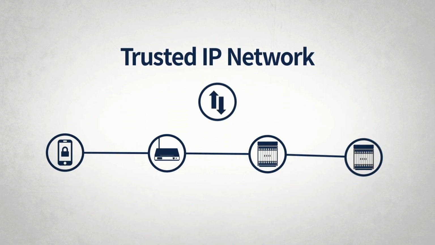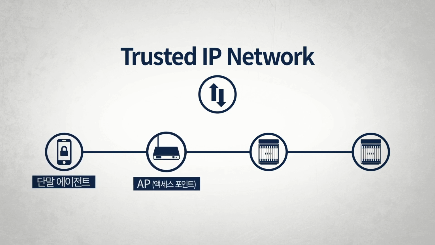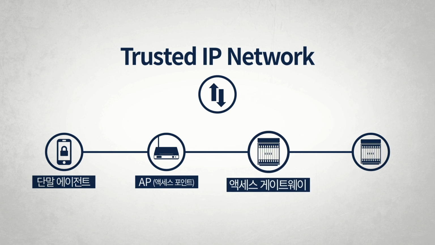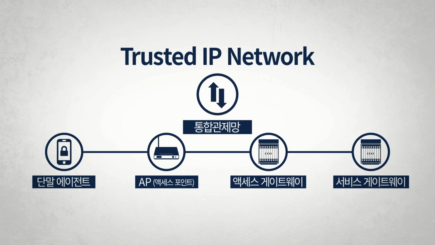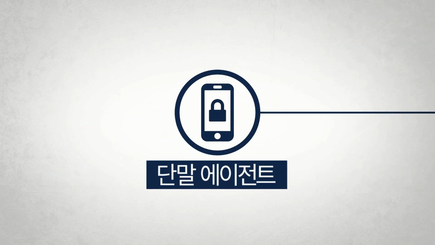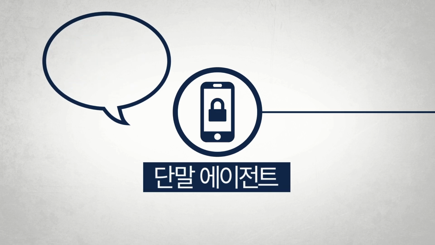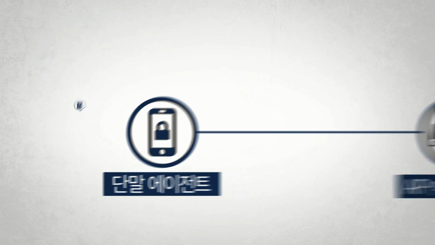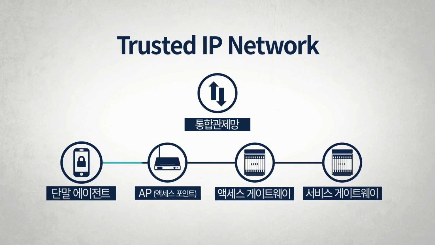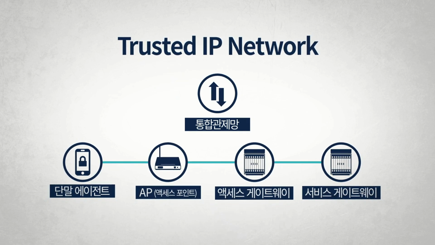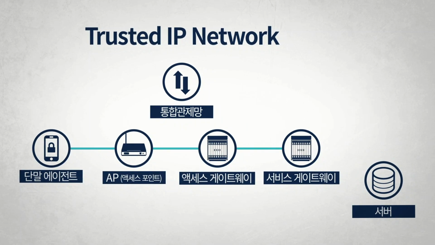The Trusted IP Network is comprised of a terminal agent, AP, access gateway, service gateway, and an integrated control network. The terminal agent possesses an authentication function to prove that the terminal is normal. Also, after authentication, the agent requests the formation of a single transmission tunnel from each agent to the service gateway, which is used as the one and only transmission route.